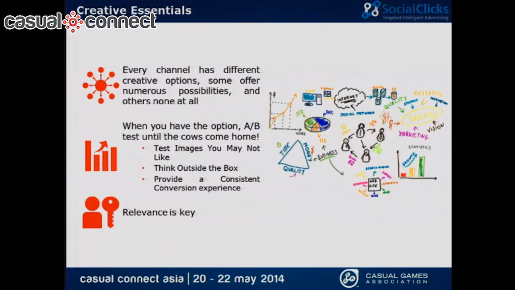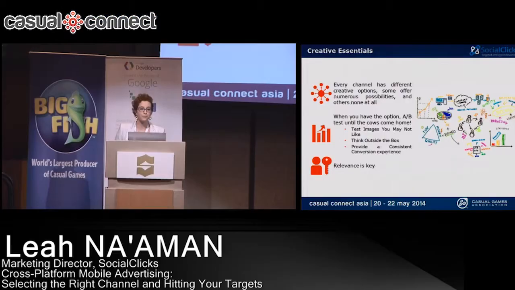Okay, so first of all, when you're doing cross-platform campaigns, it can be a little tough in terms of creative, because every single channel allows you to do some things or no things or try many things. So for us, this is one of the things that we really focus on. We're all about optimization, we're all about A/B testing, and this is really what our technology allows us to do, and where we really enjoy our work a lot of the time.